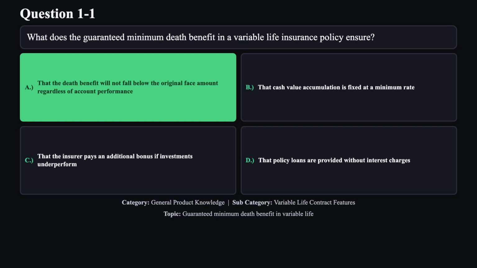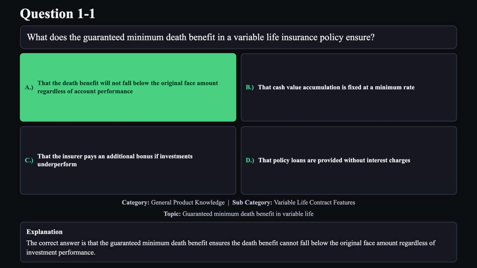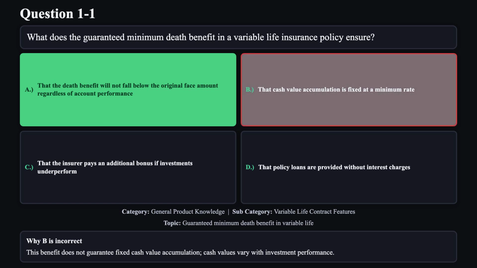The correct answer is A. The correct answer is that the guaranteed minimum death benefit ensures the death benefit cannot fall below the original face amount, regardless of investment performance. Reason B is not correct. This benefit does not guarantee fixed cash value accumulation. Cash values vary with investment performance.